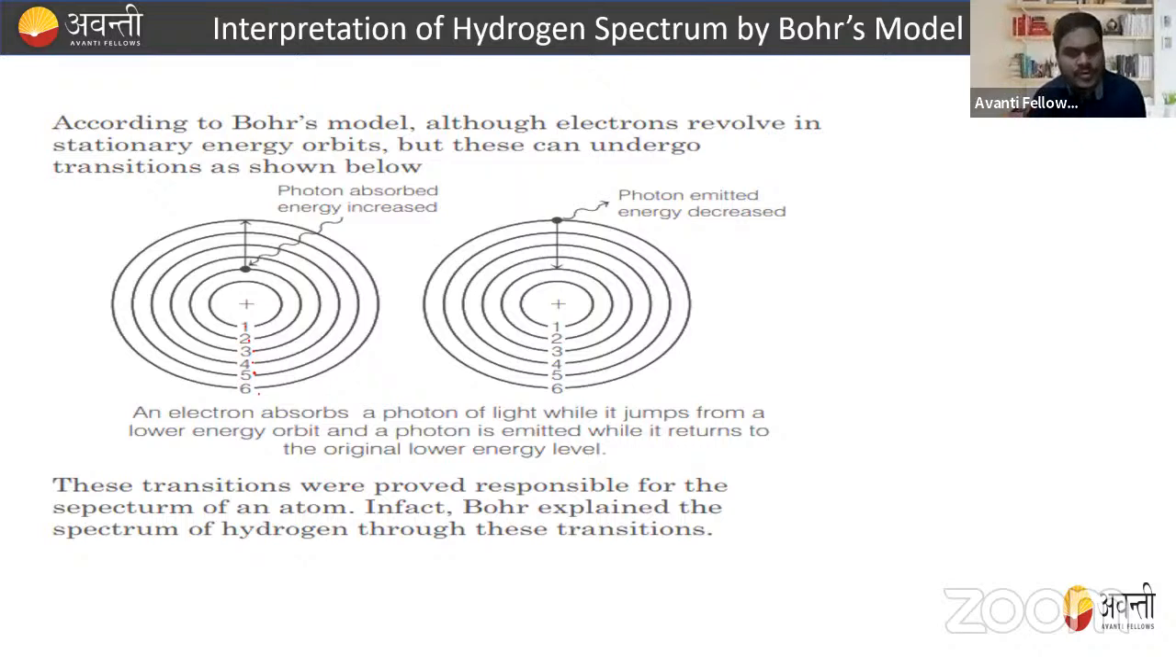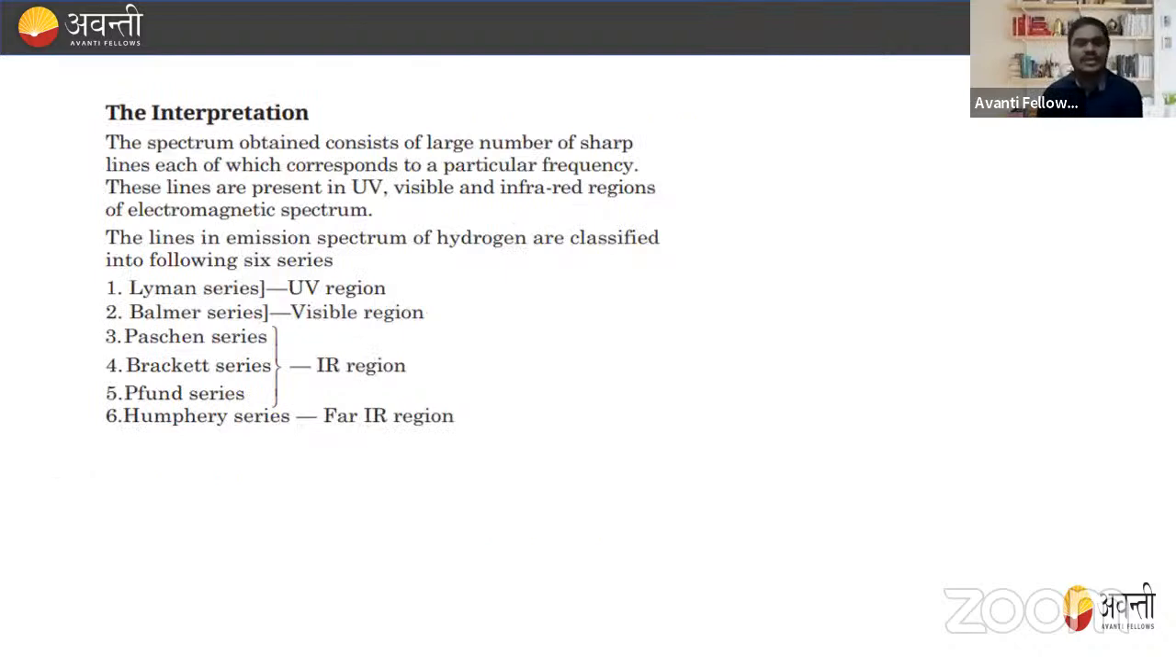These transitions were proved responsible for the spectrum of an atom. In fact, Bohr explained the spectrum of hydrogen through these transitions only. So we are going to see the hydrogen spectrum as explained by Bohr. What is the interpretation? The spectrum obtained consists of a large number of sharp lines, each of which corresponds to a particular frequency. These lines are present in the UV, visible, or infrared regions of the electromagnetic spectrum, so we are going to study the hydrogen spectrum later.